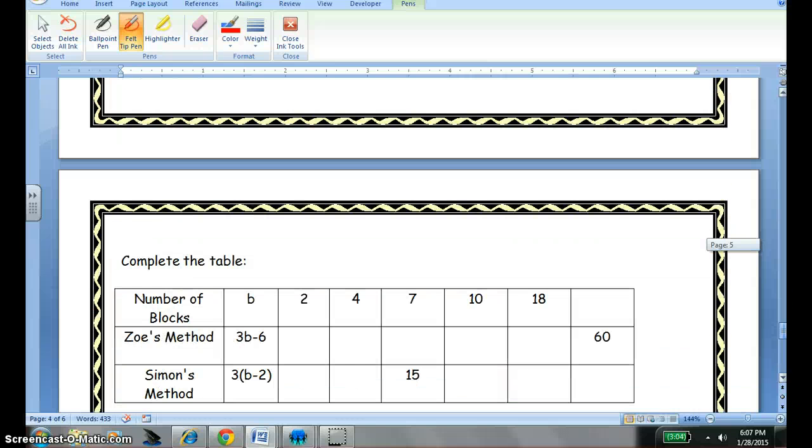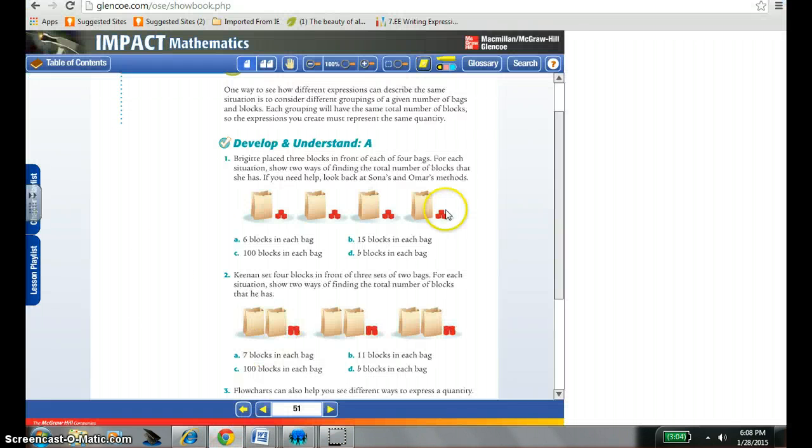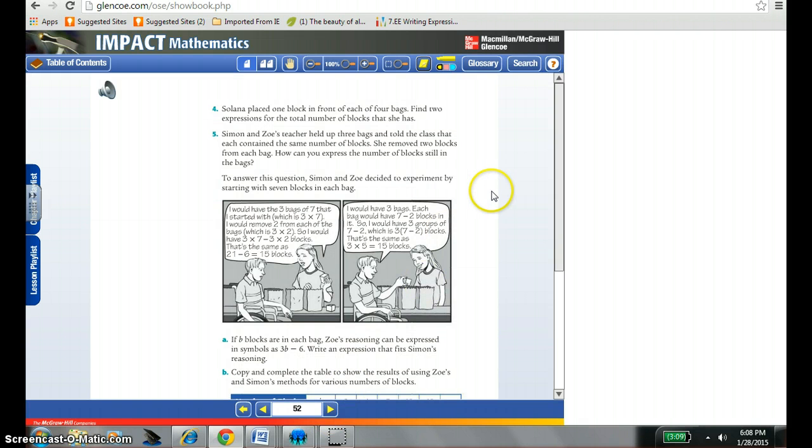And then the final part, I'm going to skip down a little bit here for this final part about Simon and Zoe. So it says she holds up 3 bags. She tells the class that each contain the same number of blocks. She removes 2 blocks from each bag. So how can you tell? So she holds up 3. They all have the same amount. And then she takes 2 from each bag.